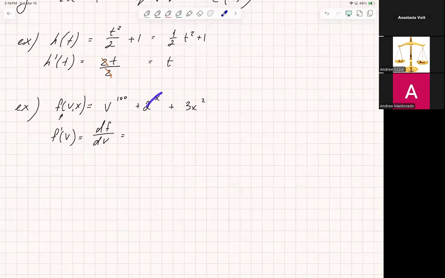So I don't care about x's. So in this case, this term and this term are just constants, okay? And the only variable that I'm taking the derivative with respect to is this v. So in this case, 100 goes down and we reduce the power of v by 1. So we have 100 v to the power of 99, right? And then this is a constant, so the derivative of 2 to the power of x with respect to v is going to be 0.